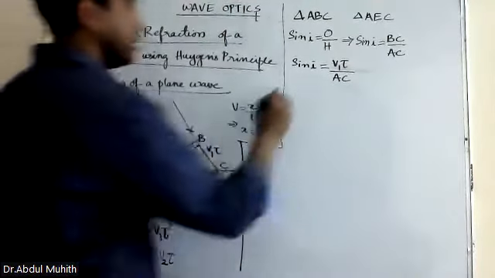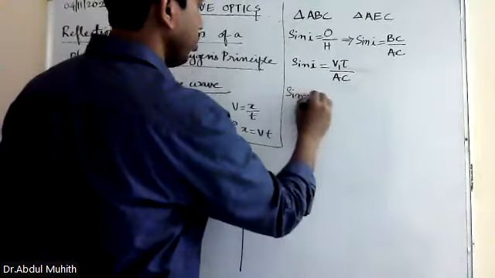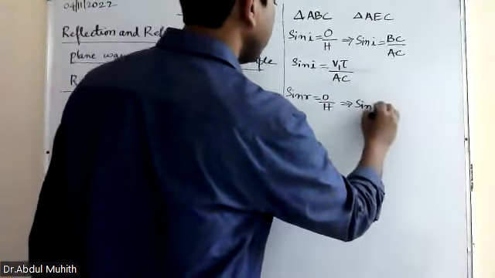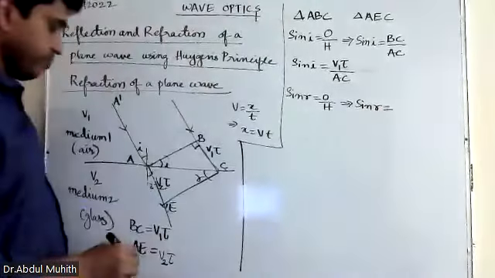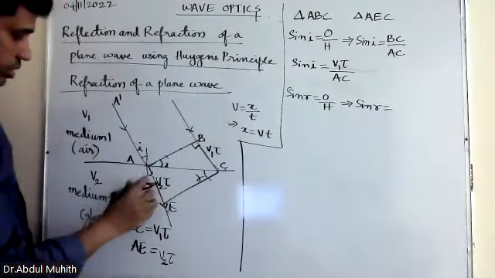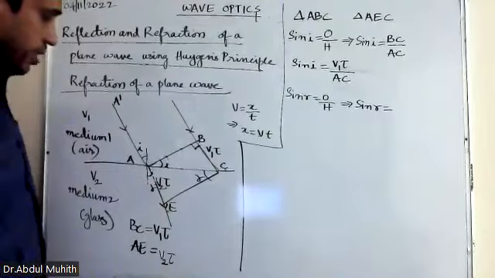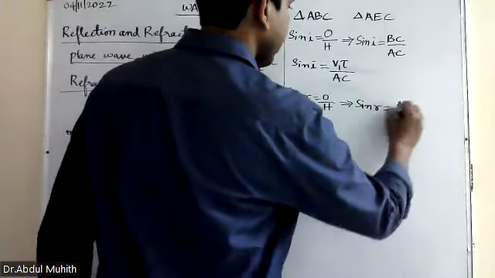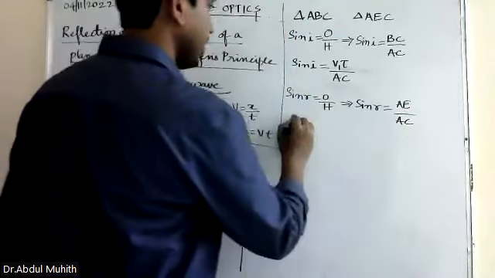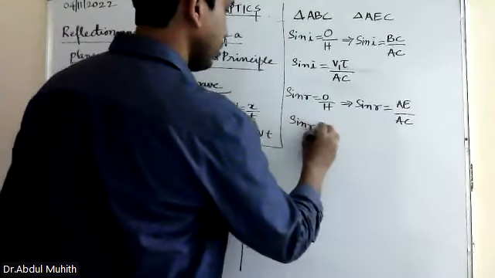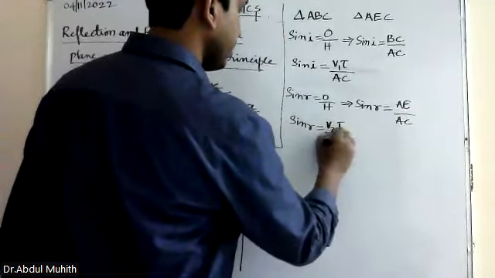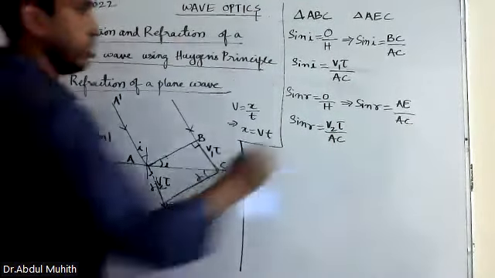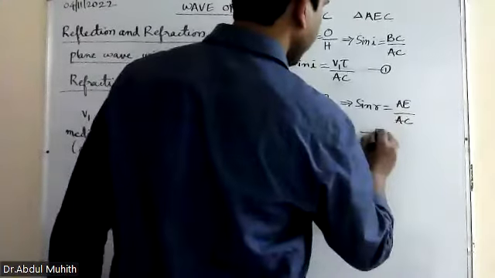Similarly, sin R is equal to opposite side by hypotenuse. This is R, right? Opposite side is AE, hypotenuse is AC. So sin R is equal to V2 tau by AC. We'll divide one over the other. Let this be equation number 1, and this be equation number 2.